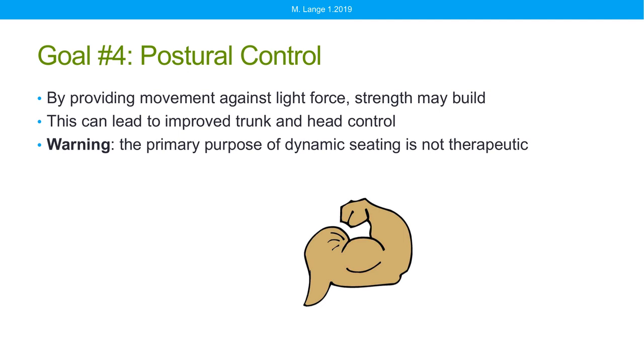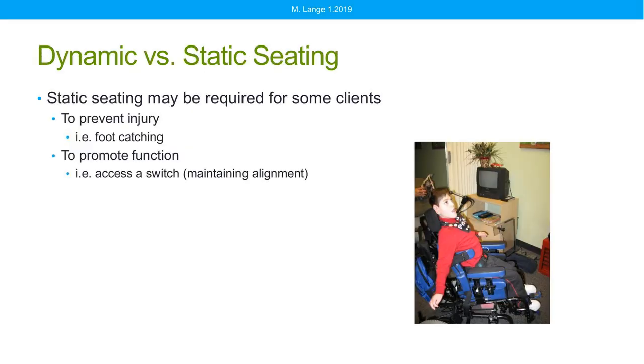And fourth, by providing movement against a light degree of force, the force of a dynamic component, such as a spring or an elastomer, strength may build, and this can lead to improved trunk and head control. Now, the primary purpose of providing dynamic seating is not to help our clients work out or to meet our therapy goals. We use therapy for that, but it can be a nice side effect, so to speak, of using dynamic seating to meet our clients' other needs.